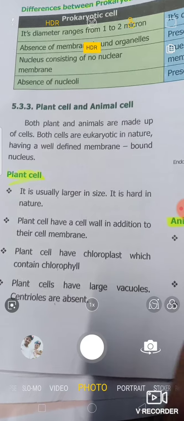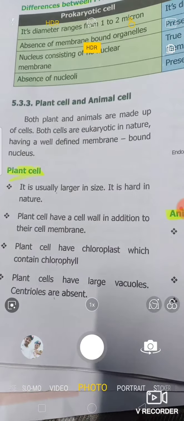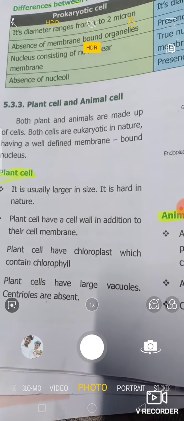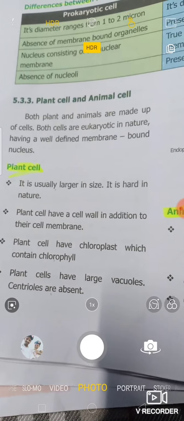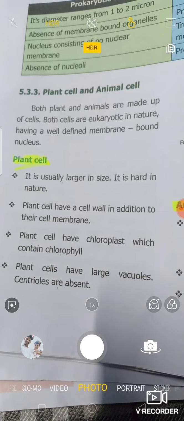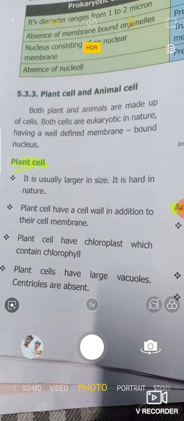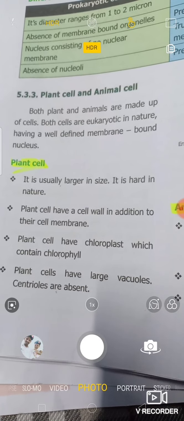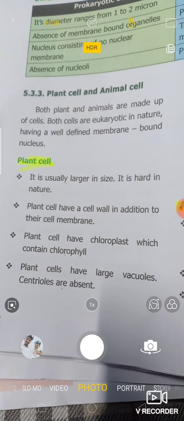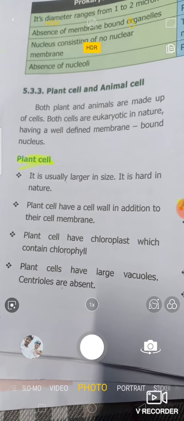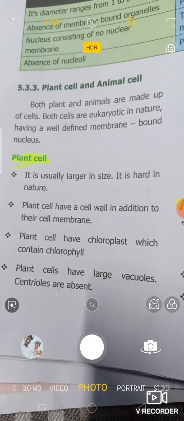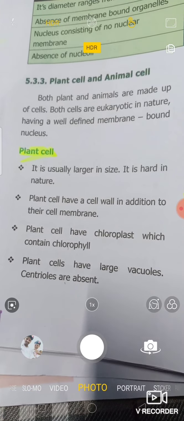First, plant cell. It is usually large in size. It is hard in nature. Plant cells have a cell wall in addition to their cell membrane. Plant cells have chloroplast which contain chlorophyll. Plant cells have large vacuoles. Vacuoles are present and centrioles are absent.